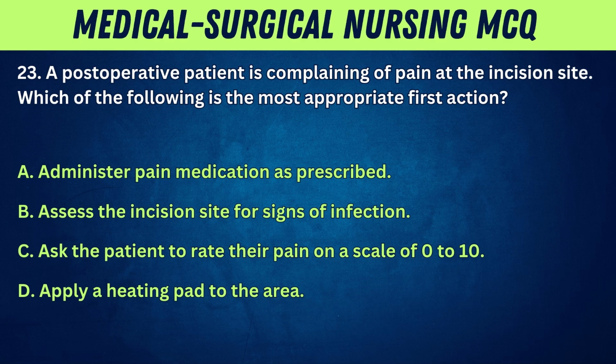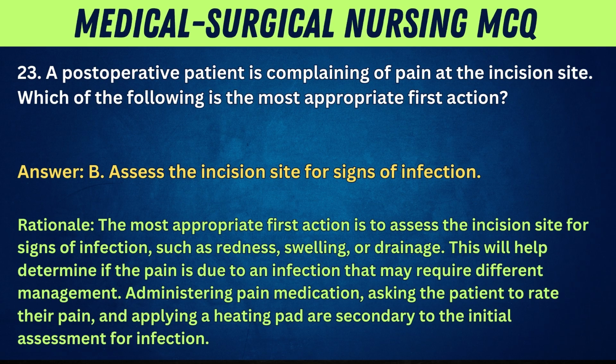23. A postoperative patient is complaining of pain at the incision site. Which of the following is the most appropriate first action? A. Administer pain medication as prescribed. B. Assess the incision site for signs of infection. C. Ask the patient to rate their pain on a scale of 0 to 10. D. Apply a heating pad to the area. Answer: B. Assess the incision site for signs of infection.